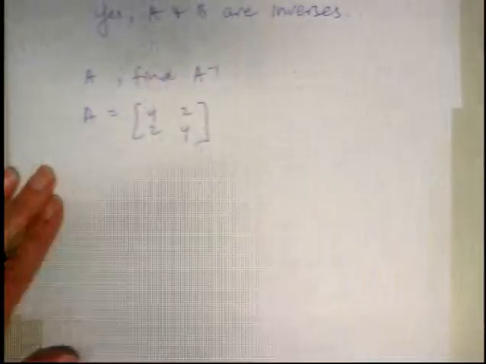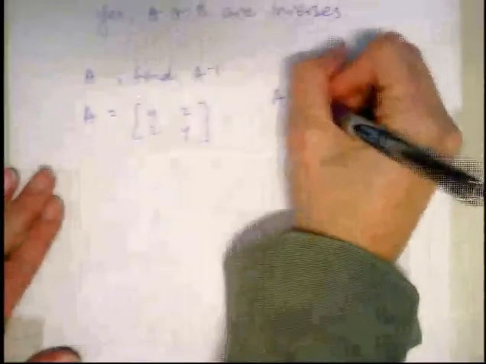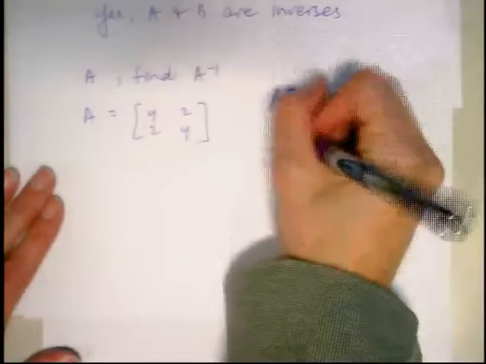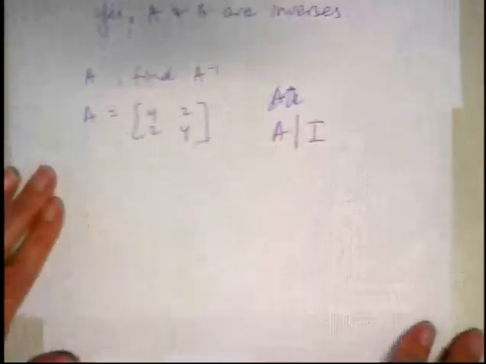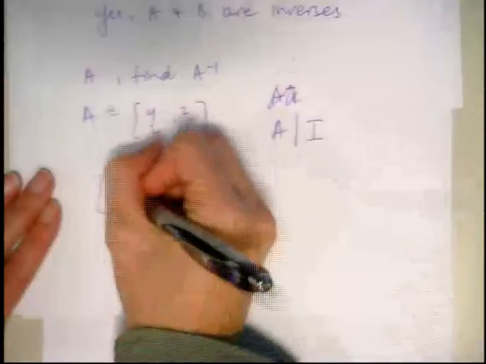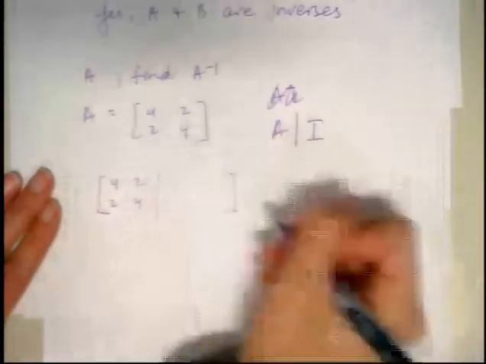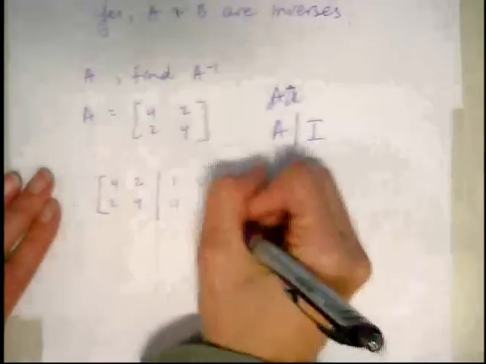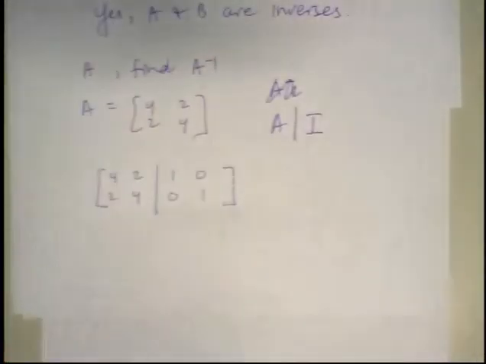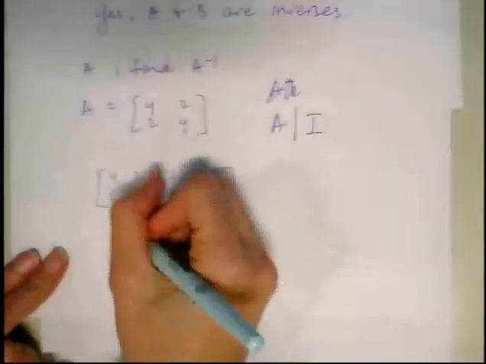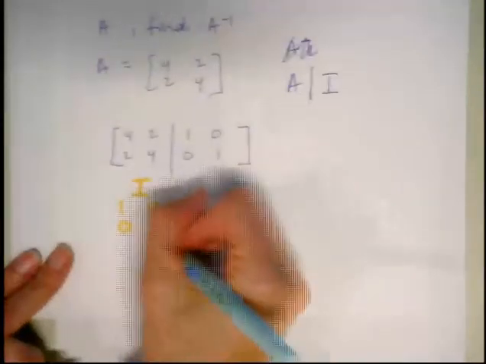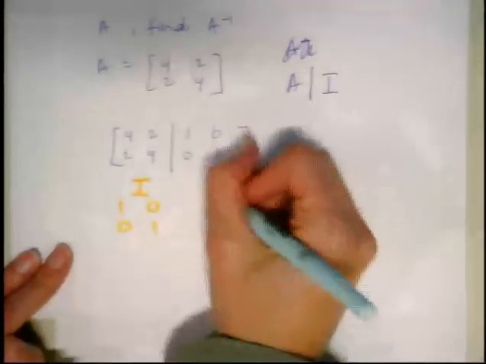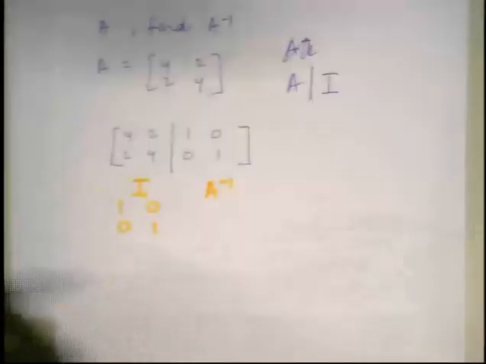To find the inverse, we're going to augment A and the identity matrix. So we take a big matrix, we put matrix A first, and then on the other side we put 1, 0, 0, 1. Our goal is to use row operations and get the identity matrix on this side. So we're going to use row operations to get 1, 0, 0, 1. And then what we're left with on this side is A inverse.